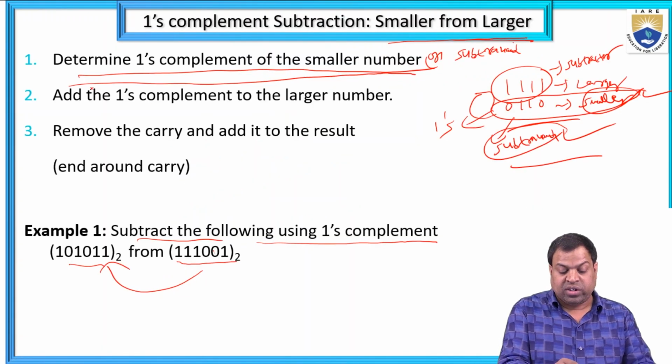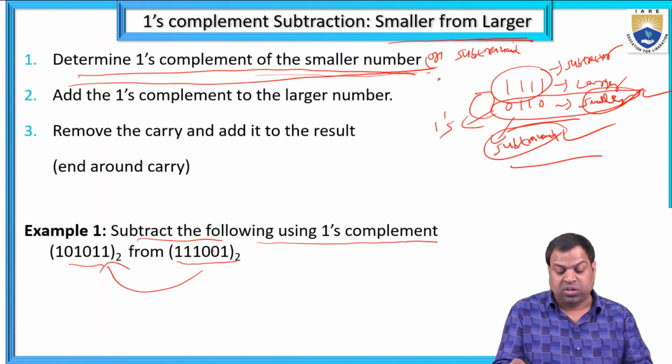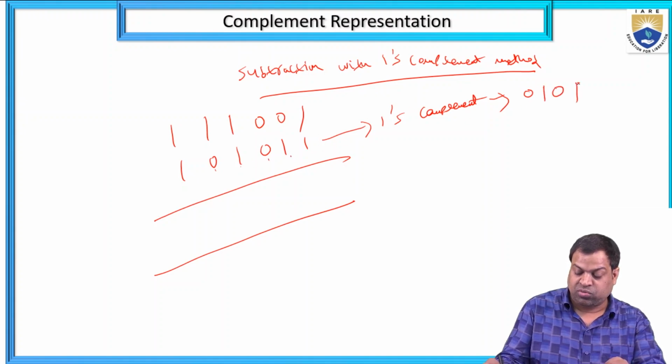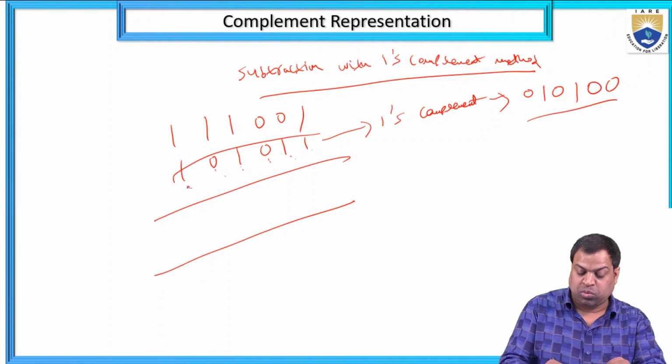What is the rule here? Determine the ones complement of the smaller number, or subtrahend. What is the smaller number here? It is this one, so we have to perform ones complement on it. In place of 1, I am taking 0. In place of 0, I am taking 1. In place of 1, 0; in place of 0, 1; in place of 1, 0; in place of 1, 0. So 010100. The ones complement of this is completed.